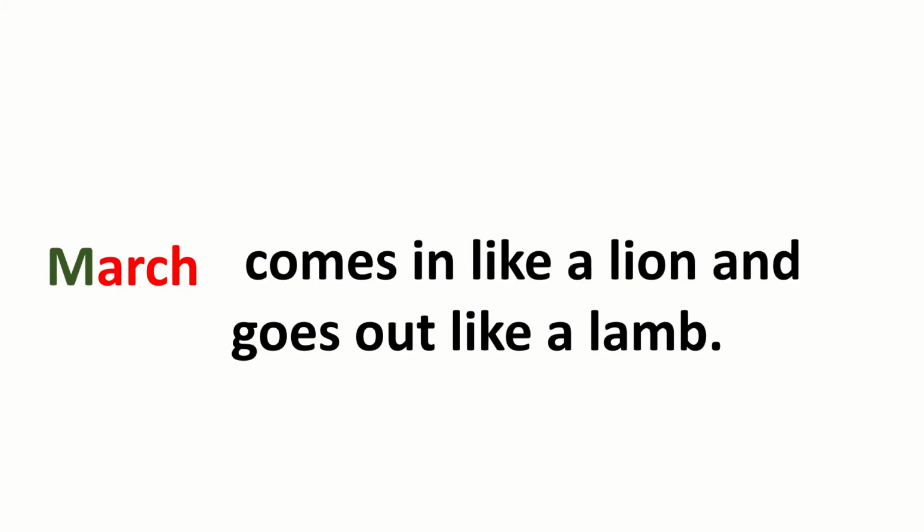March is also another calendar item. This is an idiom famous among Europeans. In the beginning of March, the climate is cold, and at the end of March, the climate is warm. That's why this idiom came out. March comes in like a lion and goes out like a lamb.